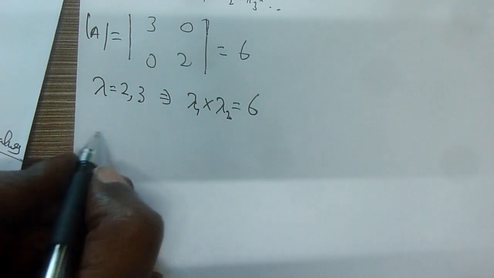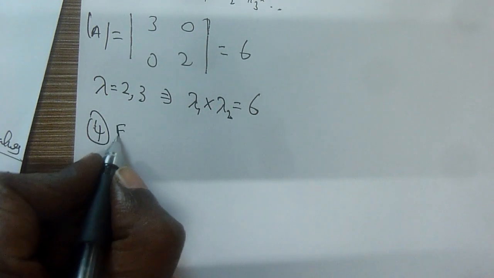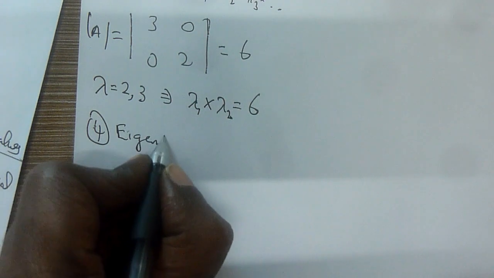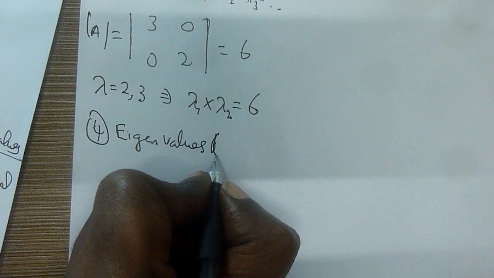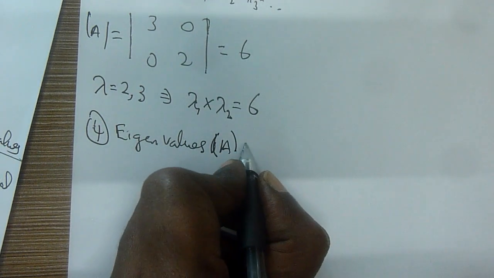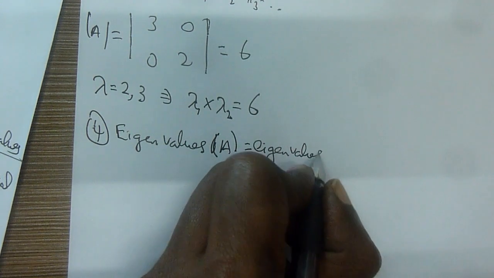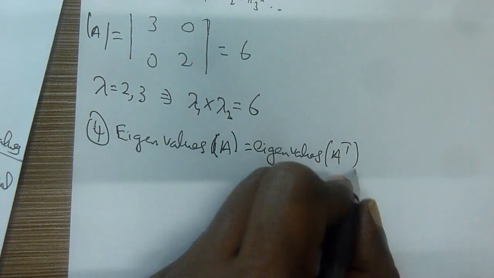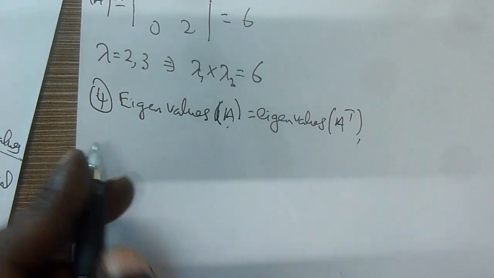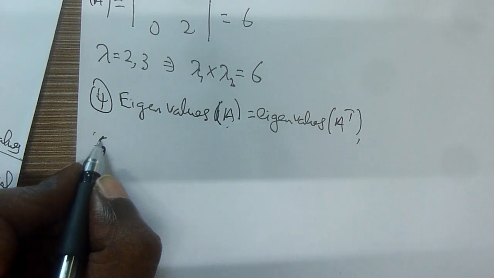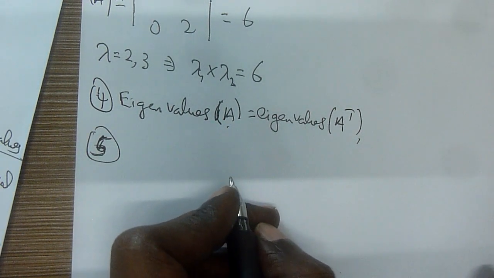Okay, another property is: the eigenvalues of A must be equal to the eigenvalues of A transpose. When you transform or transpose, you should get the same. Okay, number 5. There is a lot, lot to teach you in this case.